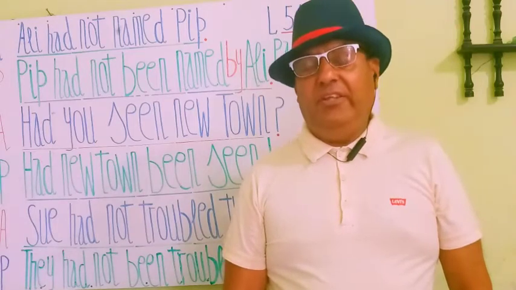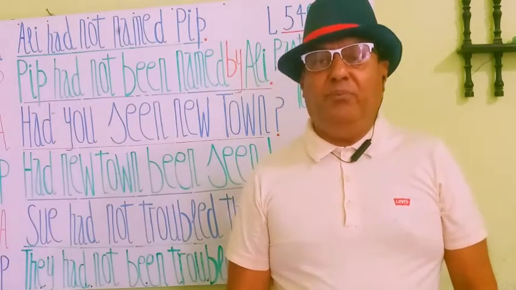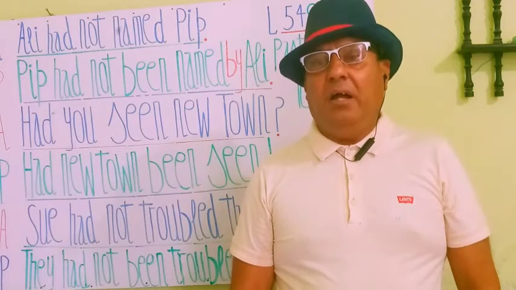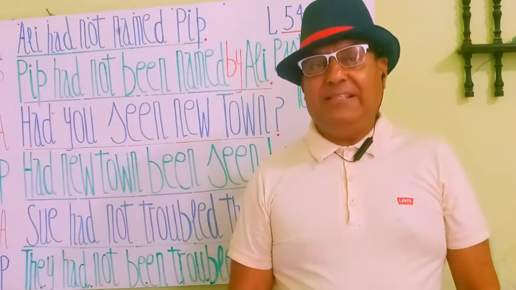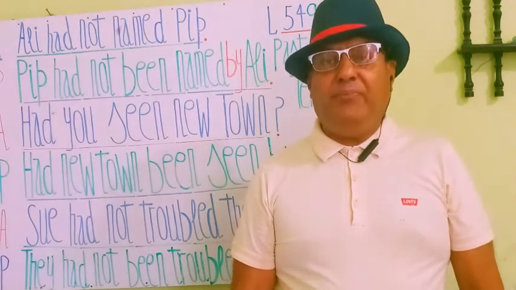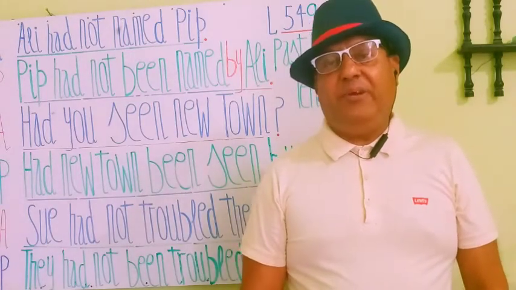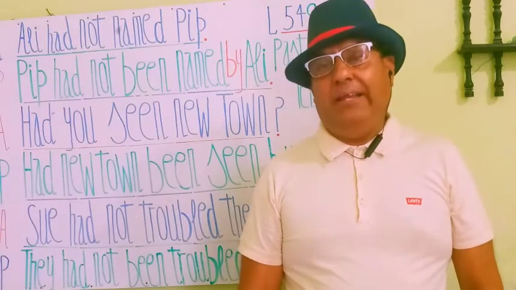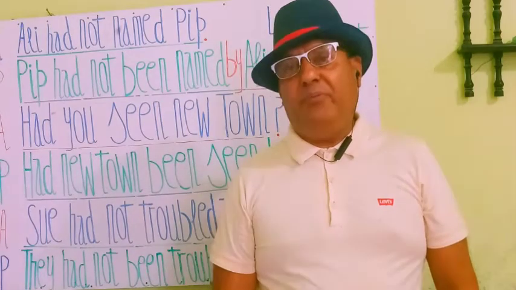When we change this statement to passive voice, you see that Ali and Pip will replace each other. So Pip will stand as a subject in the passive statement. Pip had not been named by Ali.